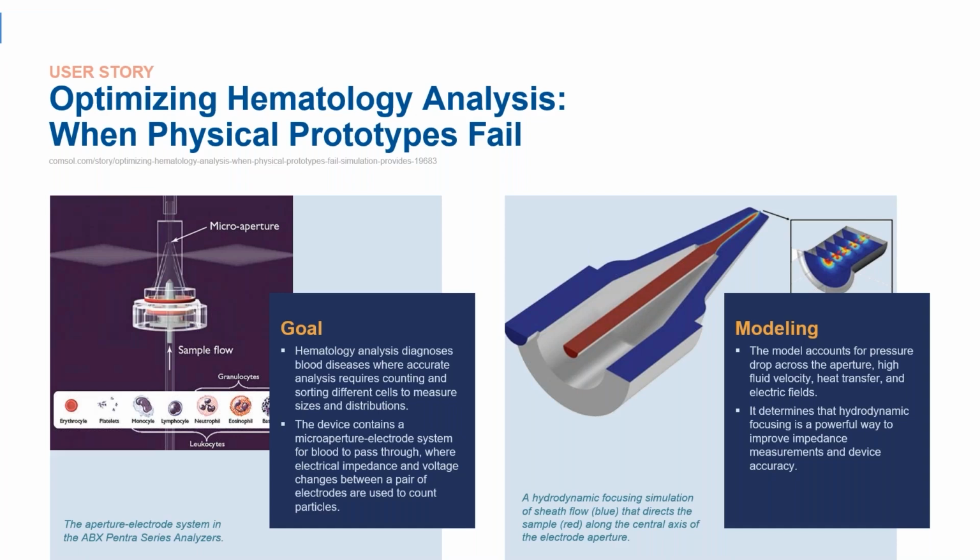But here's an example again from Horiba, where what they're actually doing is counting the different particles using this new kind of innovative device, where they're using hydrodynamic focusing. So they're using this little nozzle here to get this focusing to get cell by cell to be able to count them. The physical prototypes in this case did not do the job, so they turned to simulation, and they noticed again, this is a highly multi-physics situation where there's high fluid velocity, there's heat transfer, and there's electric fields. Again, more information is available at our website, comsol.com.